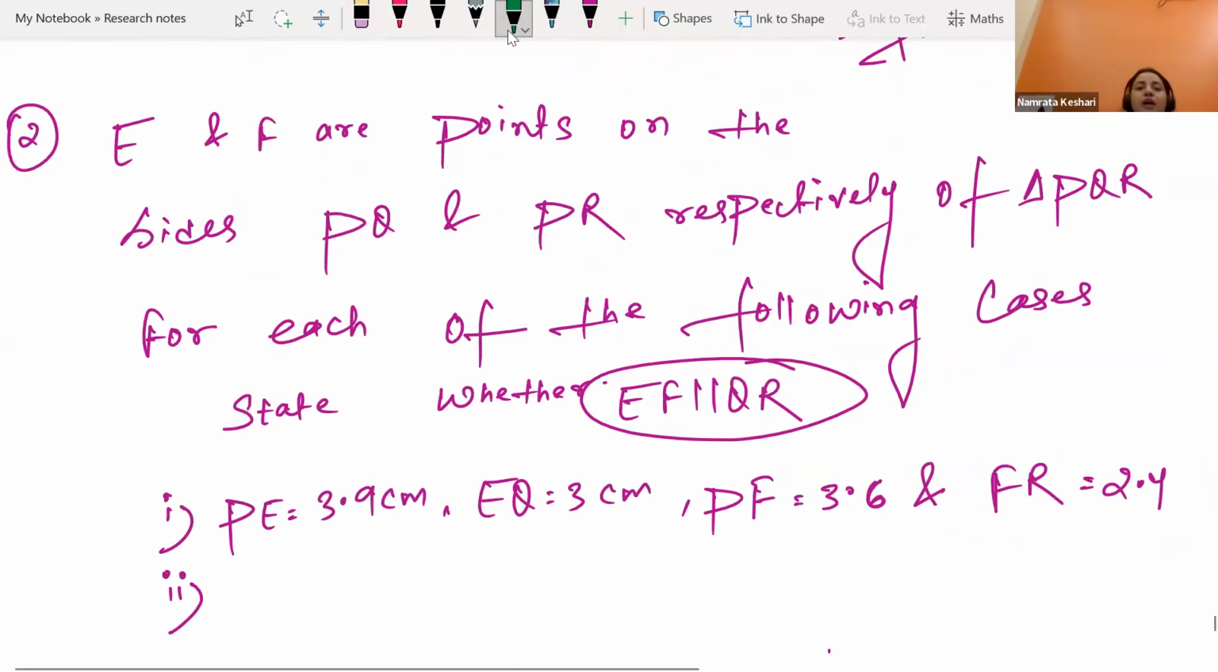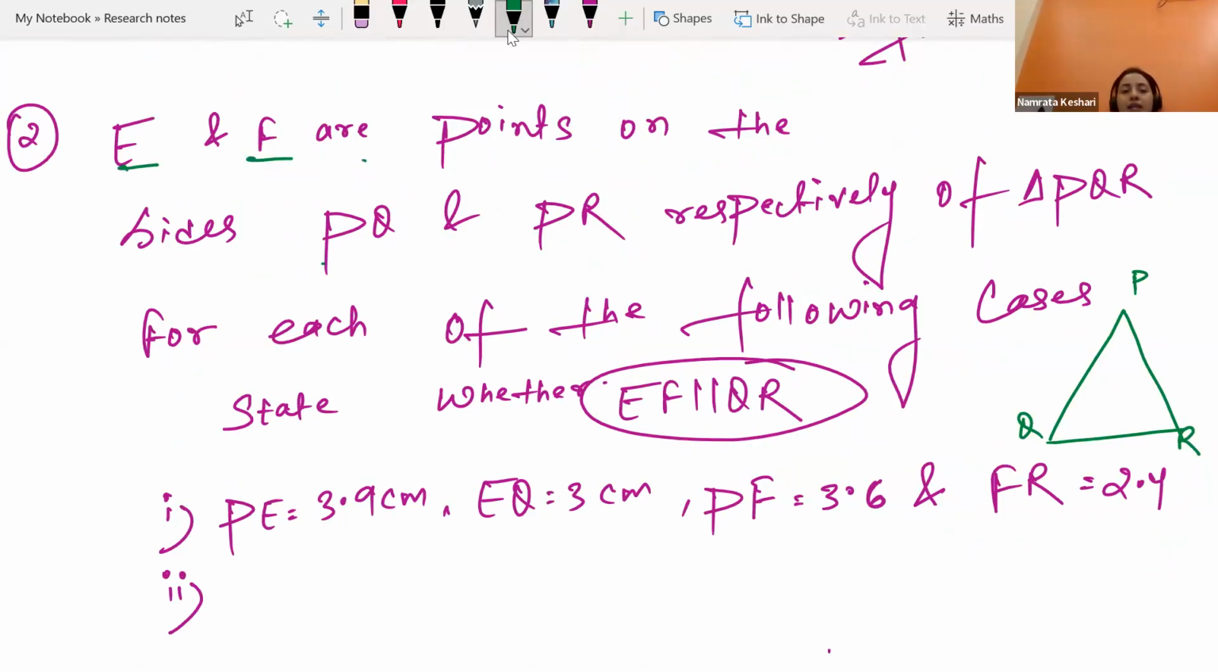So E and F are points on the sides PQ and PR. We are having a triangle PQR. E is on PQ and F is on PR respectively. For each of the following cases, state whether EF is parallel to QR.